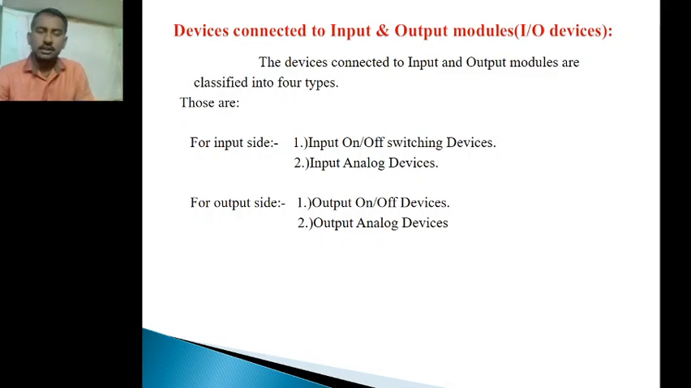Hi students, in the previous video we saw the programming formats and the limitations while constructing the PLC ladder diagram. So in this video we will see what devices are connected to the input and output modules. The devices connected to the input modules and output modules are classified normally into four ways. What are those four ways? For the input side two ways and for the output side two ways.